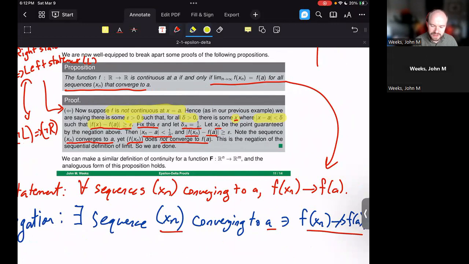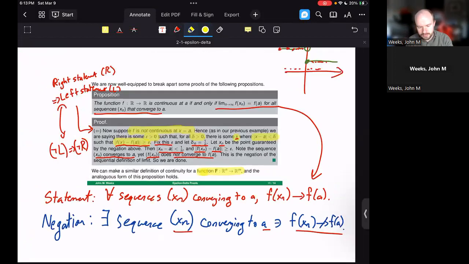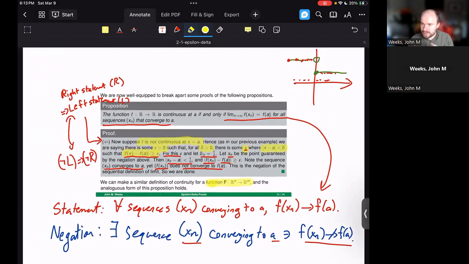A similar definition of continuity for a function holds whenever we're looking at R^n going to R^m. An analogous form of this proposition holds for multiple dimension functions, and we won't give the whole formulation or proof of that here, but it's very similar to what we would be doing in this proposition.